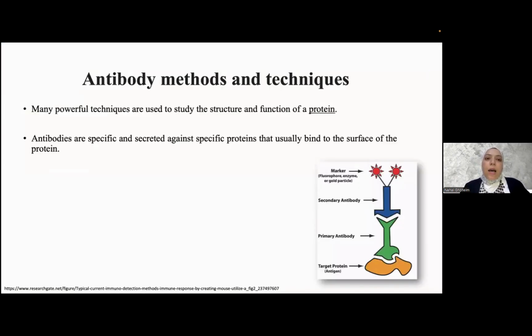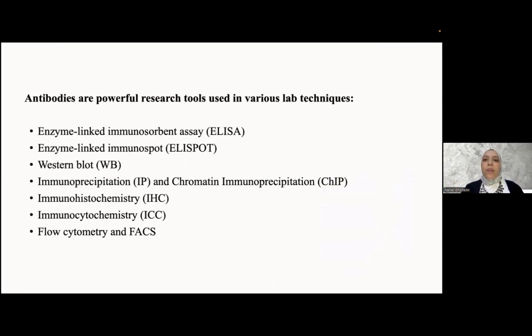Okay, we know that to detect a protein inside the cell or on the surface of the cell, there are a lot of techniques. There are many powerful techniques used to study the structure and function of proteins. Antibodies are secreted against specific proteins and usually bind to the surface of the protein. Among these various lab techniques are enzyme-linked immunoassay, Western blot, immunoprecipitation, immunohistochemistry, flow cytometry, and our target today, which is immunocytochemistry.